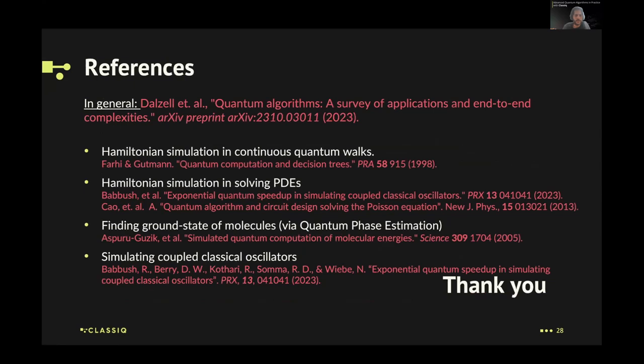And as I promised, here are references to some quantum applications and algorithms that include Hamiltonian dynamics. In general, I think this is one survey of applications and end-to-end complexities of quantum algorithms. There, it will be easy to navigate to see which algorithms are using Hamiltonian dynamics, and in which algorithms the Hamiltonian dynamics is the crucial part. So I think it's a good survey and very easy to navigate. This is in general for quantum algorithms.